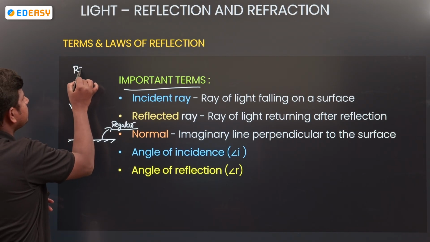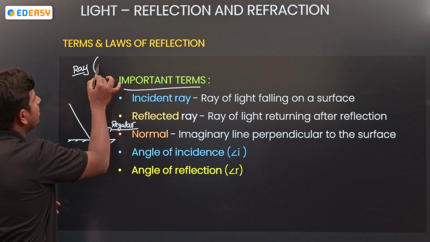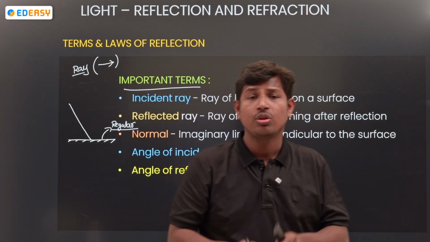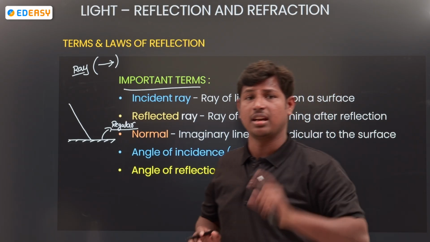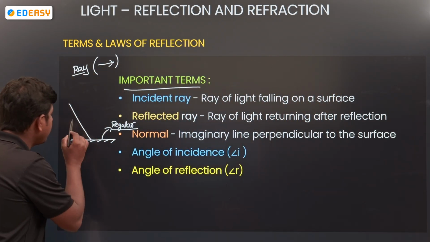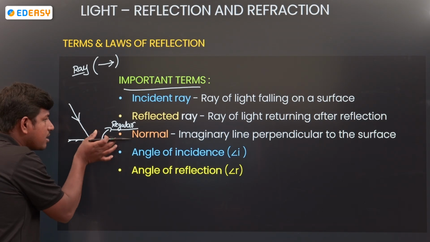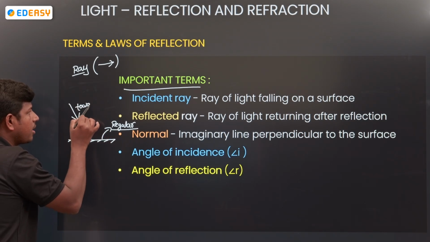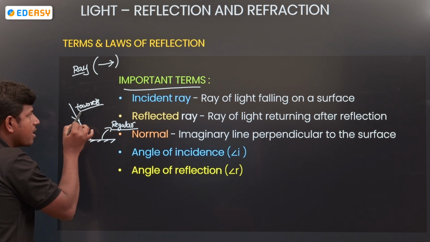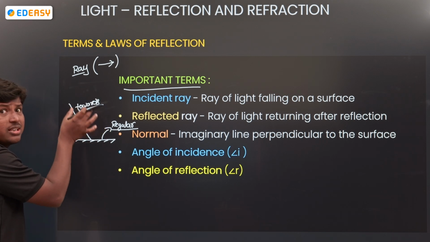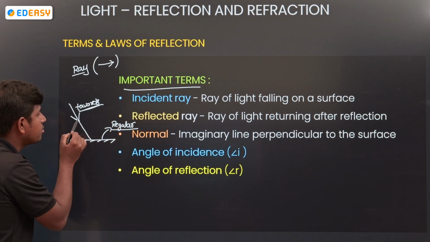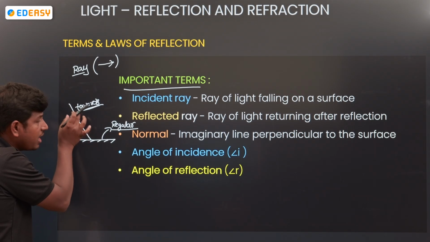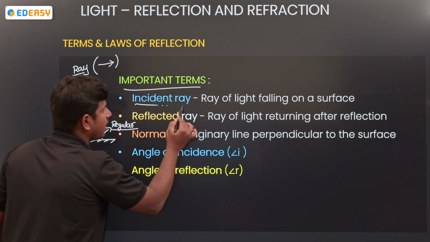Ray means we represent it with an arrow. So you have to identify the direction, which direction it is going, towards or away. If I am taking it towards the smooth surface, the direction is towards the mirror. How can we identify whether it is towards or away? Because of the arrow. If there is no arrow, we cannot. Which direction is it? Towards the mirror. Then it is the incident ray.